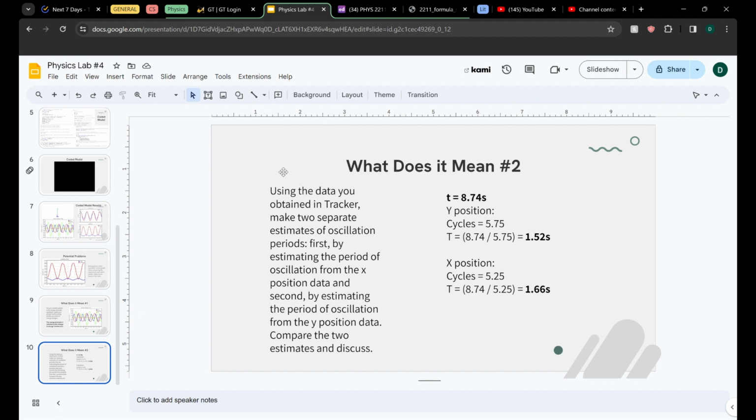So, throughout the experiment, the time was 8.74 seconds, and here the Y position had 5.75 cycles, and X position had 5.25 cycles. So calculating the period from these, we get 1.52 seconds for the Y position and 1.66 seconds for the X position. Now this is interesting because 1.52 is the correct period for this experiment. So the fact that we had some slight discrepancies with the X position is quite interesting.